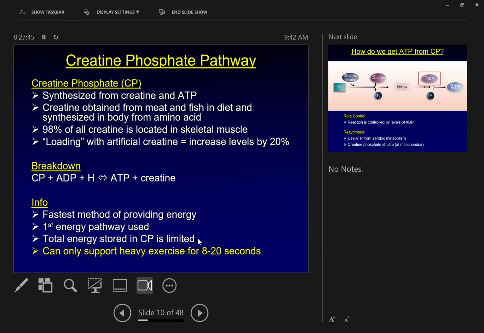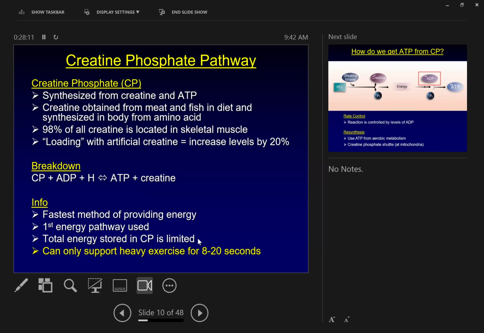Okay. So the first one, I guess I really should start with stored ATP. It's not on here, but you have a certain amount of ATP in your muscle. That's the first thing that we use. Okay, that's the first thing that gets used. But it's a tiny amount, like one contraction, boom, you're done. ATP is gone.